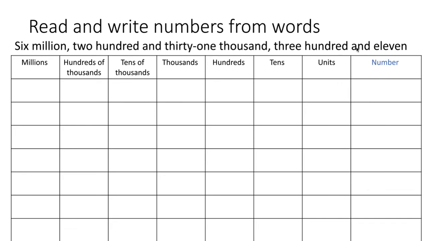So let's have a look. Our first example, we need to put 6,231,311 into the place value chart. So if I were you, I'd pause the video right now. I'd draw out this chart ready to write them all in. Have a go putting this into your place value table with the final number in the last column. And when you've done that, press play again and we'll go through together.